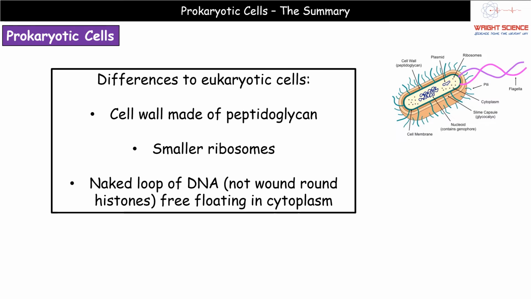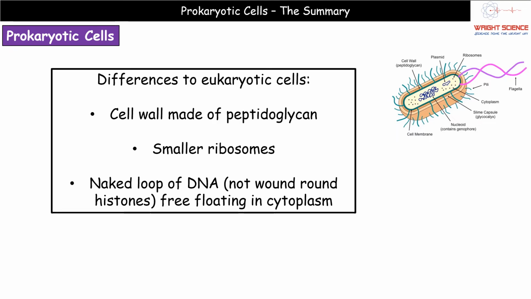We do have a cell wall which is similar to the obviously plant cells and our fungal cells. However, the cell wall within our prokaryotic cells is made of this substance called peptidoglycan. So plant cells, cellulose, fungal cells, chitin, and our prokaryotic cells is peptidoglycan. So make sure you know the components of those three cell walls in those three different organisms.